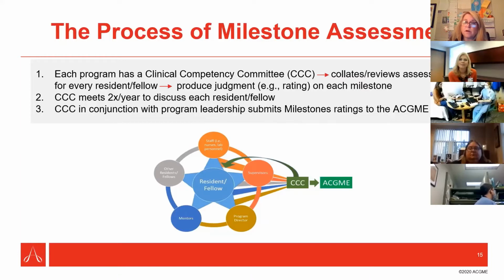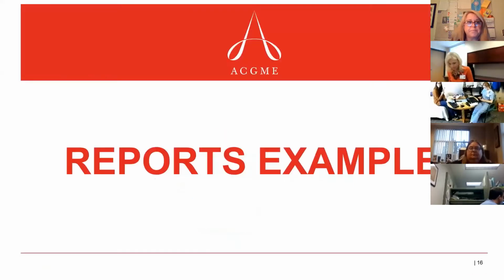So you used to hear about 360 degree evaluations, and this is sort of our version of the 360. So it's not actually just a piece of paper, it's information that's brought in from lots of different areas. And then we meet 2 times a year as a CCC to go over this data that we're getting, and then we send that information into the ACGME.